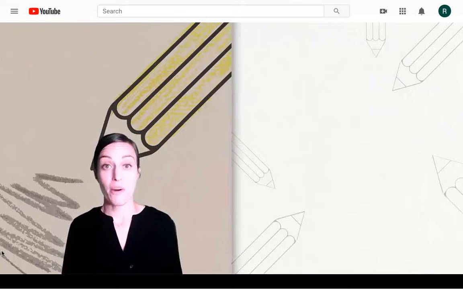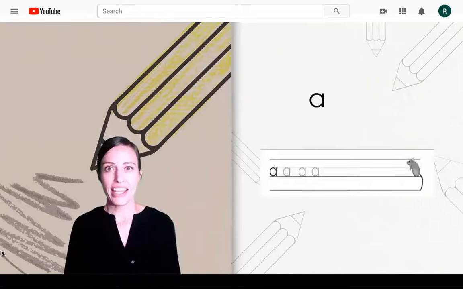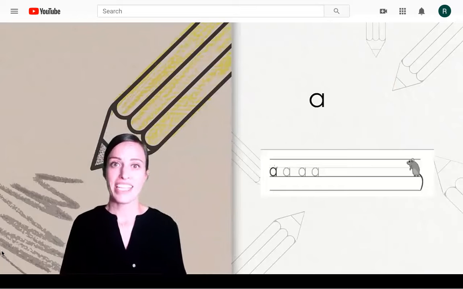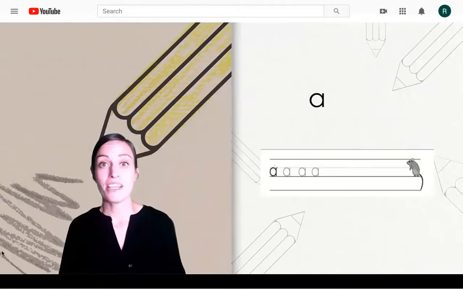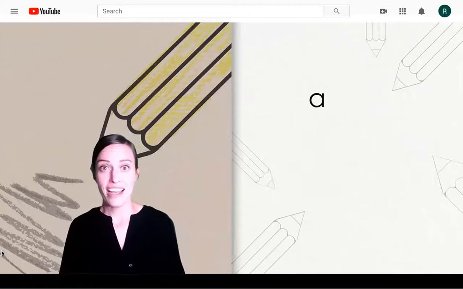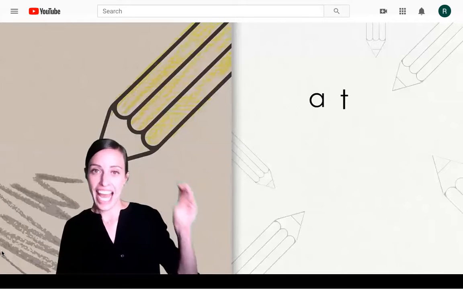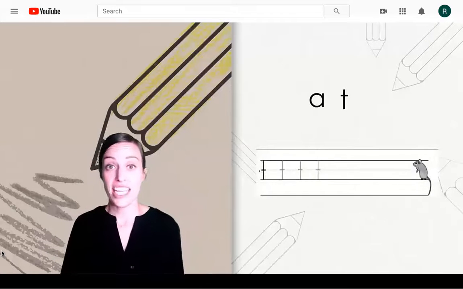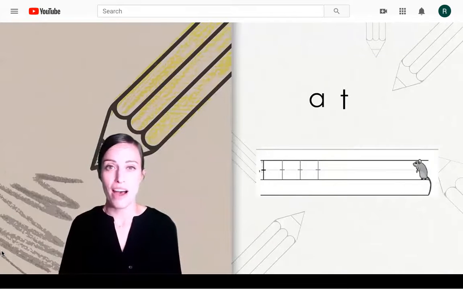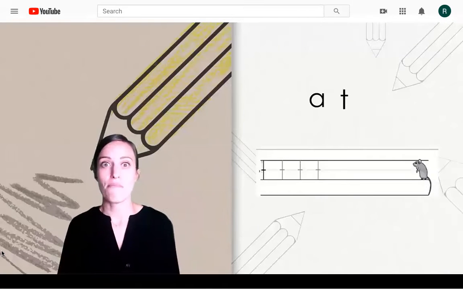I started to write the word at with an A. When I wrote the letter A, I thought, I'm going to start just below the middle line or the belly line. I pull back and around, up to the middle line and straight down. After the letter A comes the letter T. At. To write the letter T, I start up at the top line, I pull straight down to the bottom, and I cross at that middle belly line.